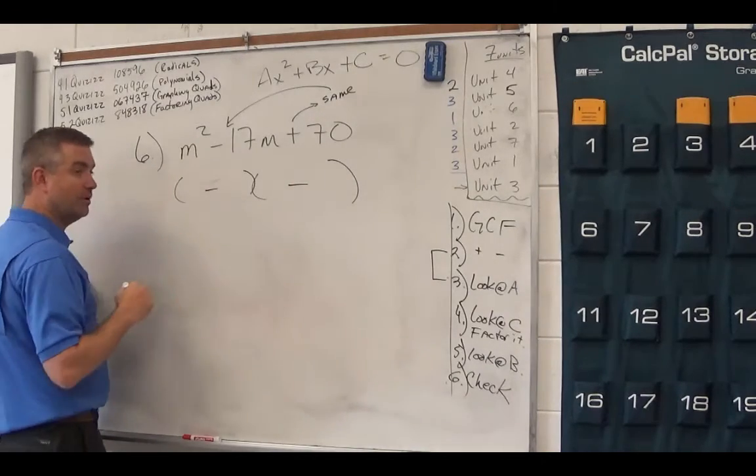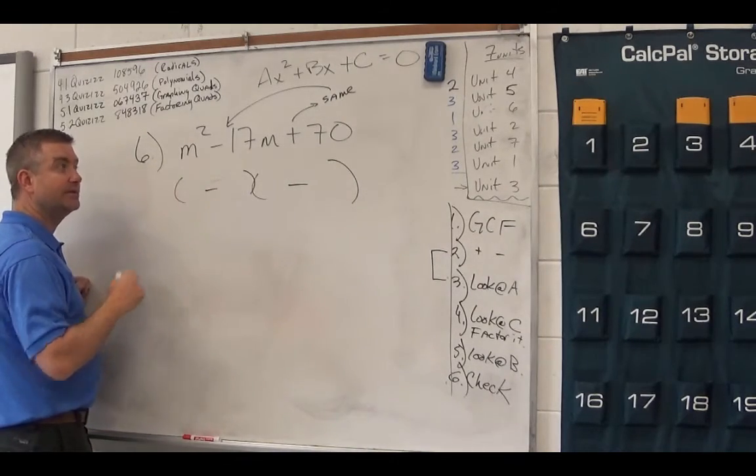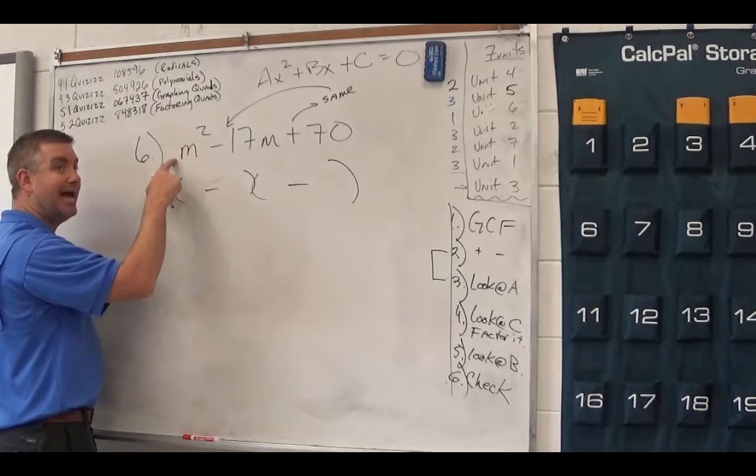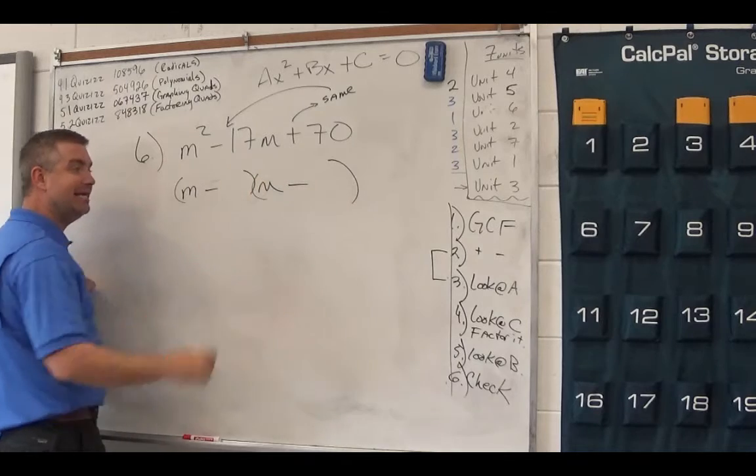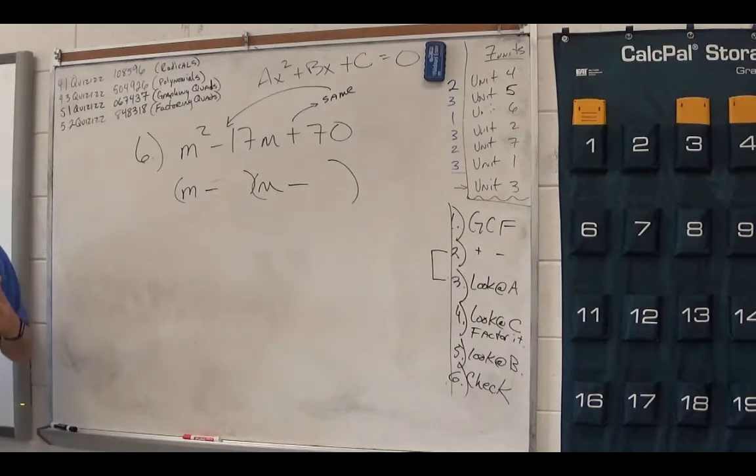All right, step number 3. What do we do? Step 3, what do we look at? A is 1. That means it's easy. That means I can immediately put an M right there. M. Done. Step 4, what do we do?